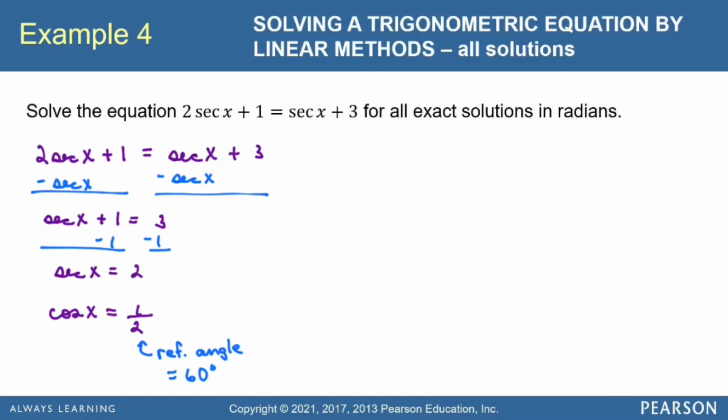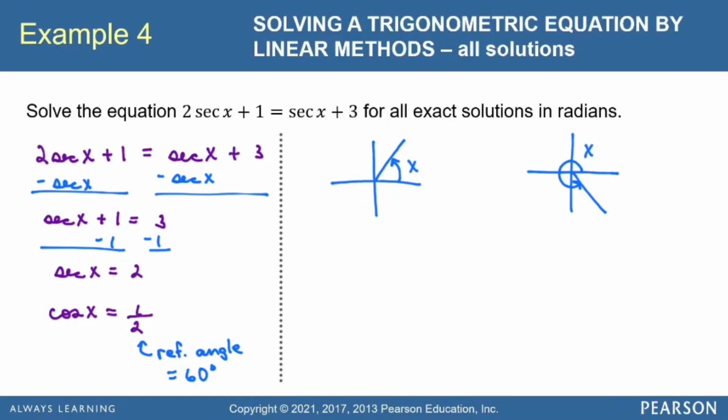Now we also notice that this cosine value is positive, and we know that cosine is positive in quadrant 1 and quadrant 4. So our two solutions are going to come from quadrant 1 and quadrant 4, and they each have a reference angle of 60 degrees. That means the quadrant 1 solution is 60 degrees, and the quadrant 4 solution will be 360 minus 60, which is 300 degrees.